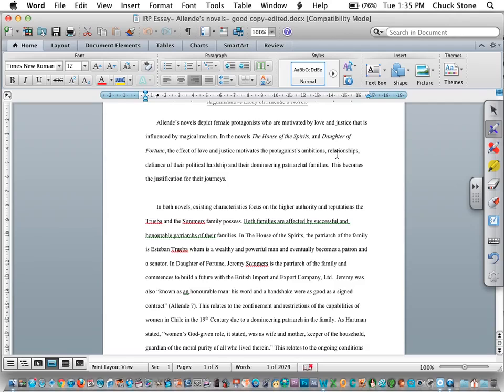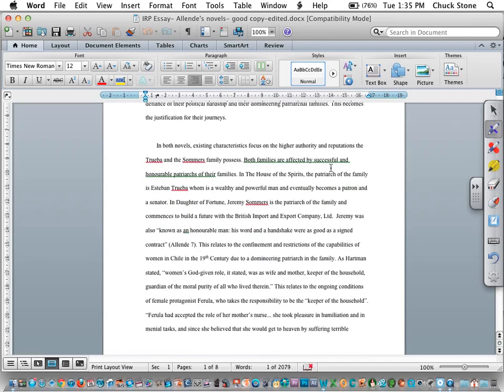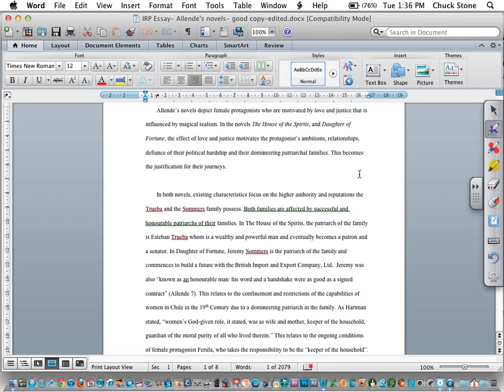Interesting starts to this essay. Let's take a quick look. So the first sentence, novels depict female protagonists motivated by love and justice. Okay, that's not the thesis. In the novels The House of the Spirits and Daughter of Fortune, the effect of love and justice motivates the protagonists' ambitions, relationships, defiance of their political hardship, and their domineering patriarchal families. That's the thesis statement. And the next sentence is the bridge to the rest of the essay, to the body sentences. So that thesis statement talks about the effect of love and justice.